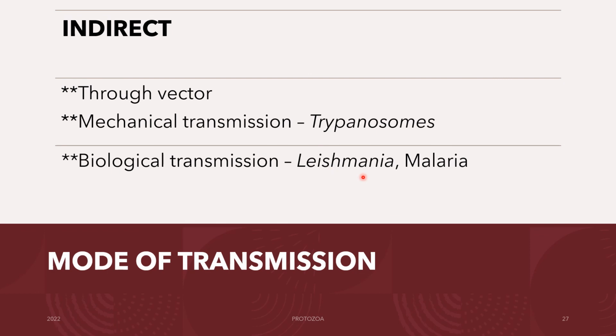Leishmania and malaria are usually considered to be transmitted biologically, while the trypanosomes are transmitted mechanically. So what is the difference between the two? The basic difference between biological transmission and mechanical transmission is that in biological transmission, the agent develops and or propagates within the vector, while in the mechanical transmission, the simple transfer of the agents from one infected host or a contaminated substrate to a susceptible host occurs.